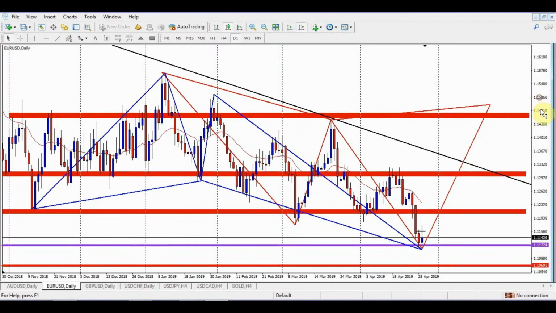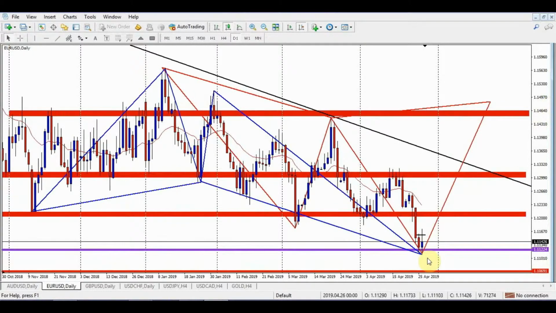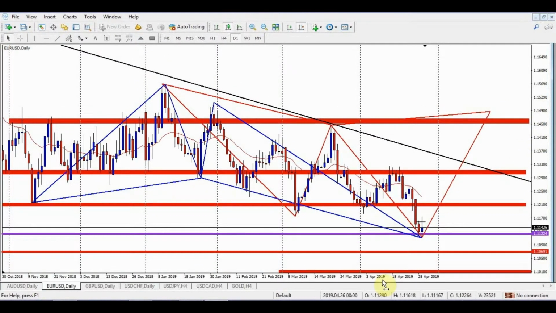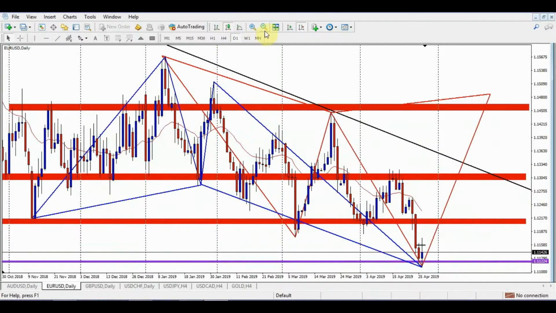Alright, so basically we have a D completion and a C point, but this C point here for the cipher pattern can also go down to this level. So all that has to be taken into consideration when trading these patterns, right? Gotta know where we are in the market to validate these patterns, or we're gonna cancel them out.